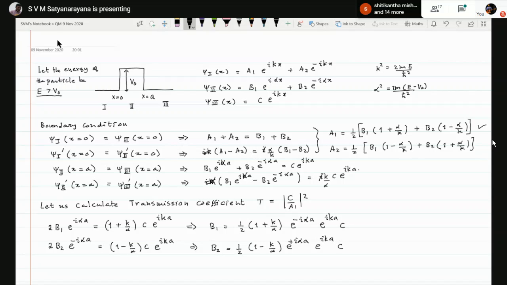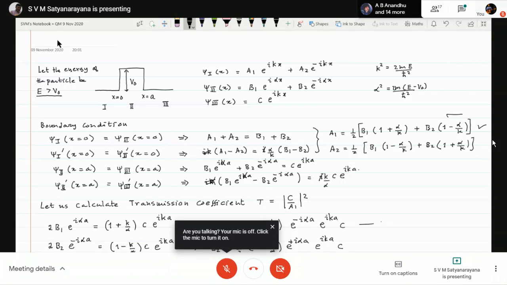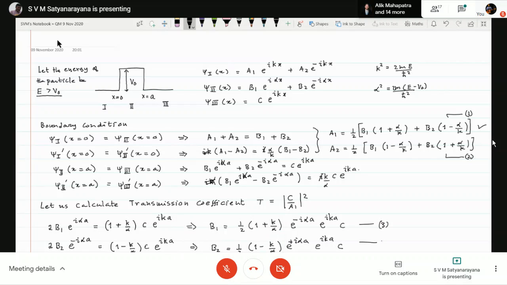So I have an equation. Let us call this equation 1, and this equation 2, and this equation 3, and this equation 4. Now substitute 3 and 4 in equation 1.